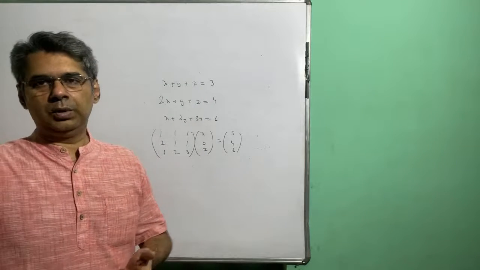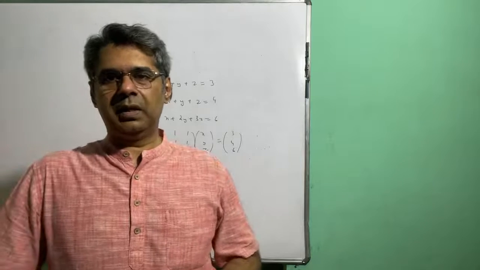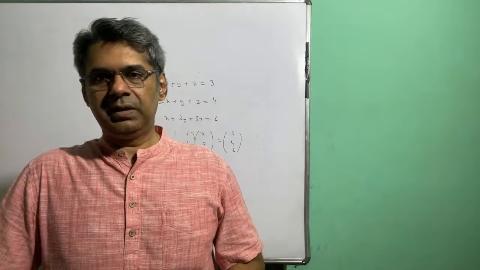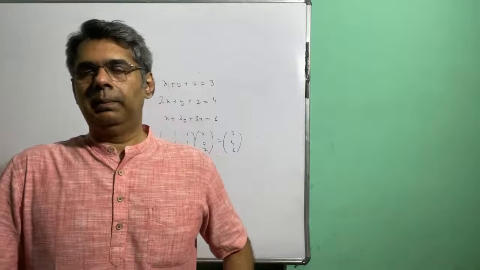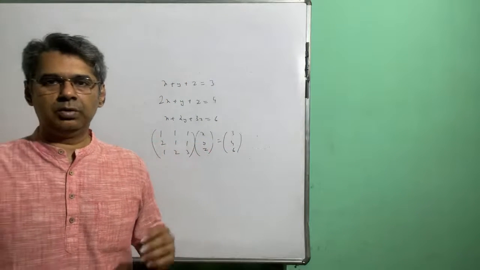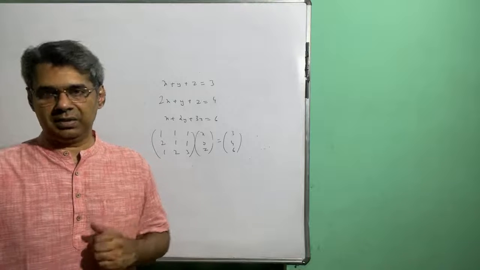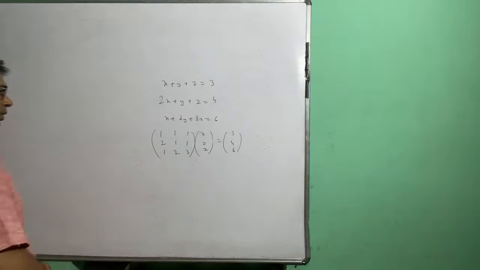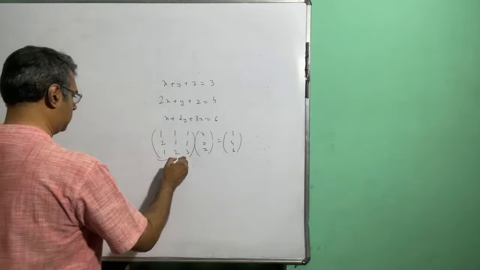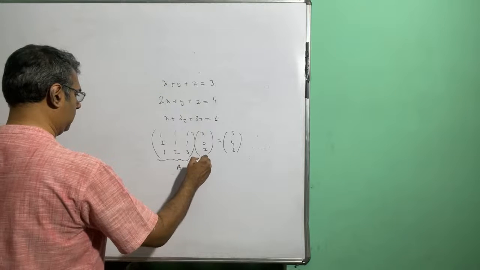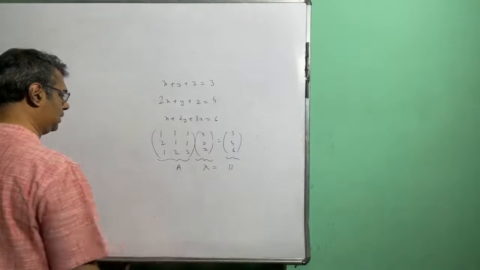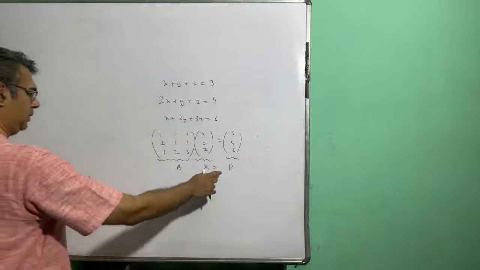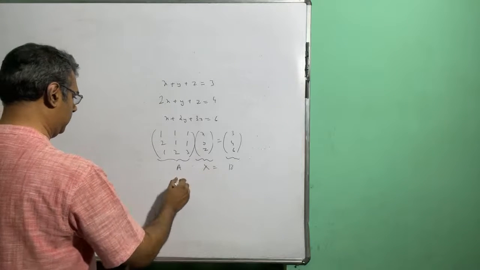You already know how to solve three equations like this. There are some very basic techniques in algebra by which you can solve them. But what we are going to see today is how to solve these three equations using matrices. First of all, this matrix you call A, this you can call X, and this B. So A, X and B.